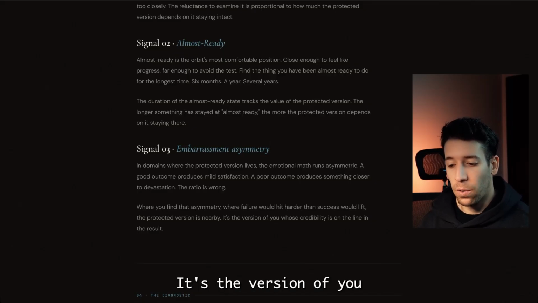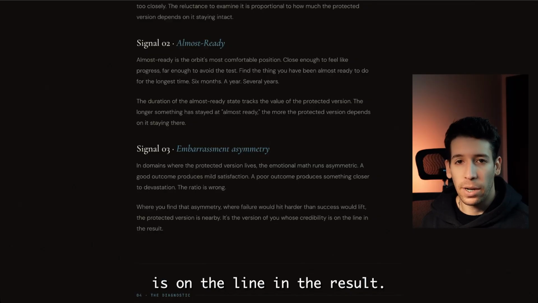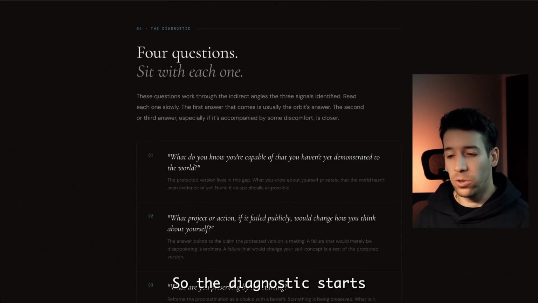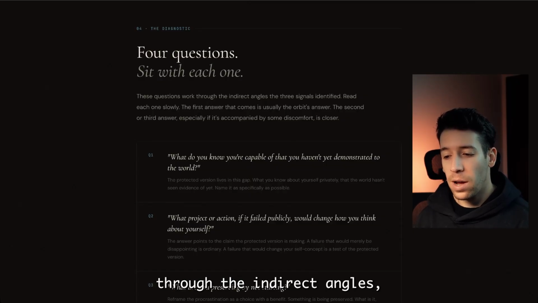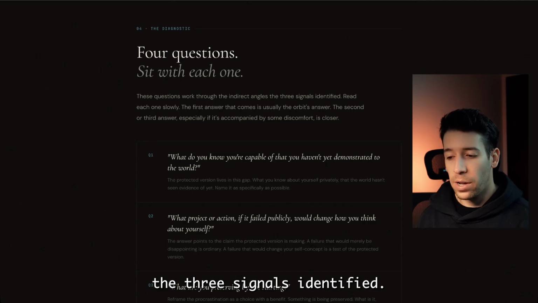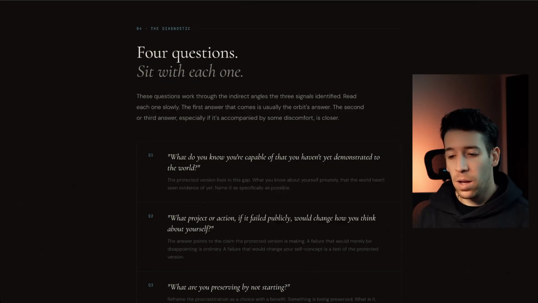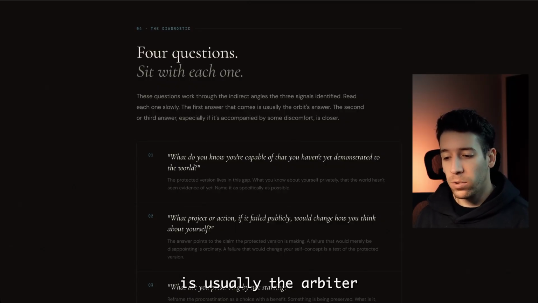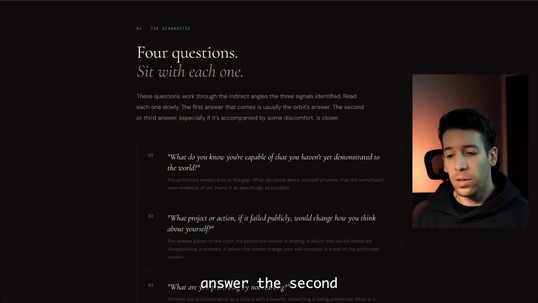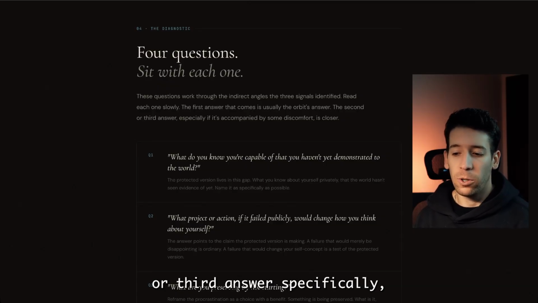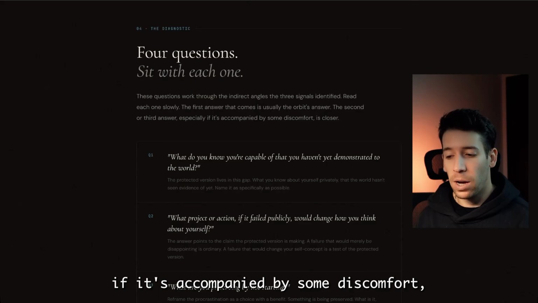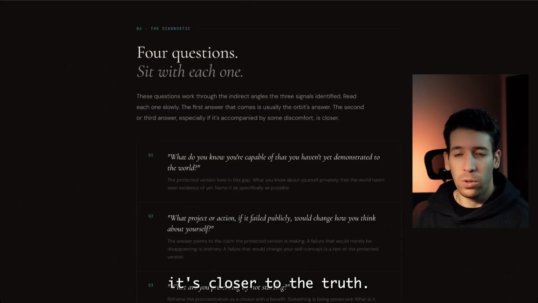It's the version of you whose credibility is on the line in the result. So the diagnostic starts with 4 questions, and you need to sit with each one. These questions work through the indirect angles, the 3 signals identified. Pay attention to each one and read them slowly if you are watching this. The first answer that comes is usually the orbit's answer. The second or third answer, specifically if it's accompanied by some discomfort, is closer to the truth.